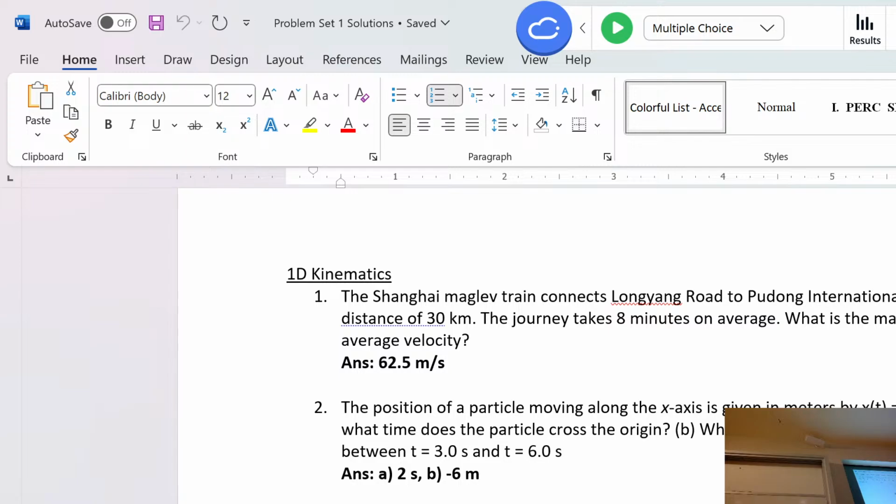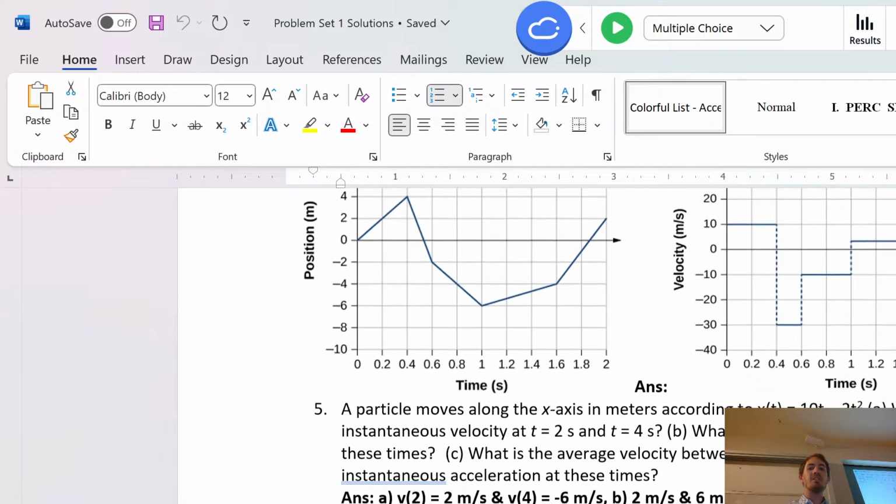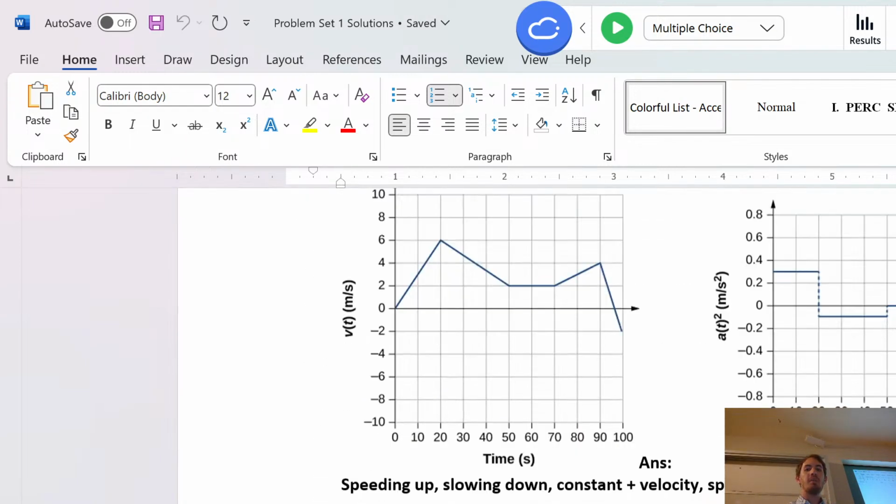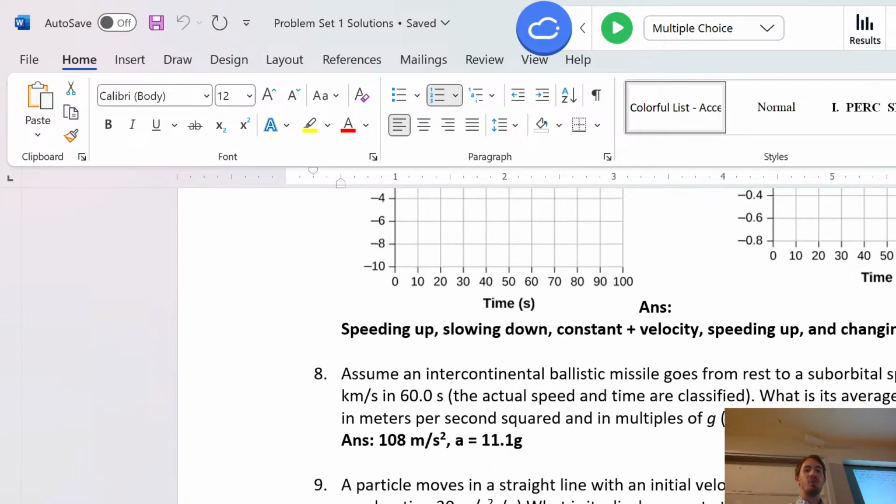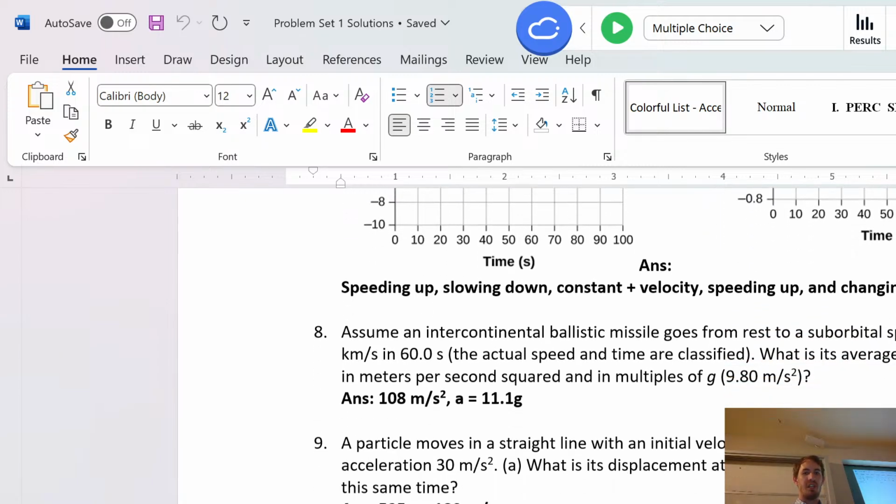Second problem here, that one's in seconds, fine. Third problem has kilometers and minutes. You need your answers in meters per second. You're going to have to convert the units. This is going to happen on a lot of problems. The numbers I put, you may have to convert them. This one, kilometers per second, going to have to convert it.